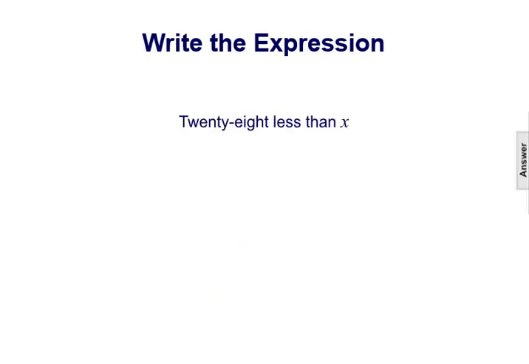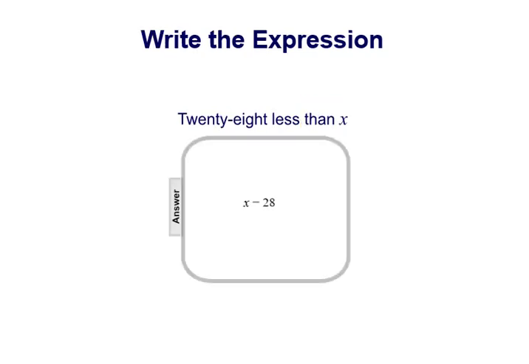Here we have 28 less than X. So our clue word here for our operation is less than. Less than indicates subtraction. So we're going to have a subtraction sign. But we have to be careful because the than is going to tell us we have to reverse the order. So it shouldn't be 28 minus X. It should be X minus 28. So again, be careful of that tricky situation with the less than with subtraction.